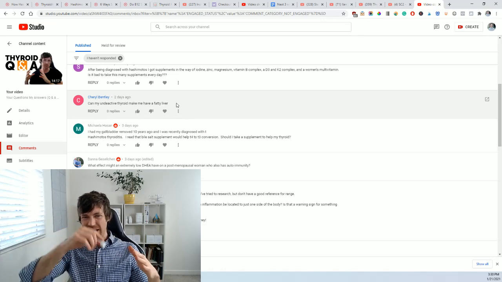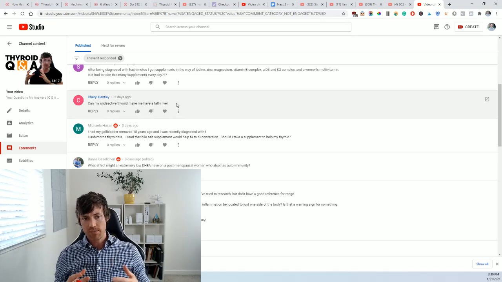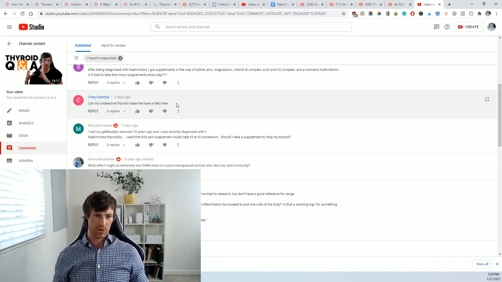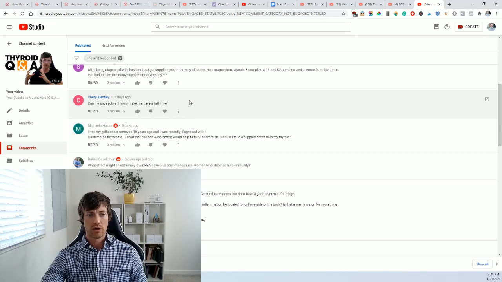So in that way, in a roundabout way, it can at least open the gates for that to develop, but not directly. It's not like if you have an underactive thyroid, you're guaranteed to have a fatty liver. That's not really how it works. But in the scenario that I just described, it could potentially make that a little easier to occur, I would say.